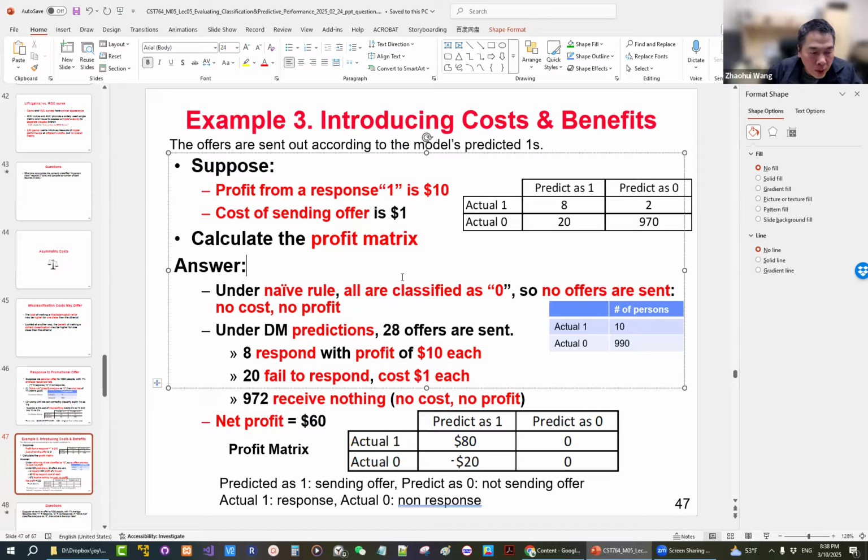So this is the prediction. All cases predicted to be 0. That means no offer sent out. For the prediction, there's no loss, no cost. And without sending out, we don't have the response, so no profit for the naive rule. So this is for the prediction.